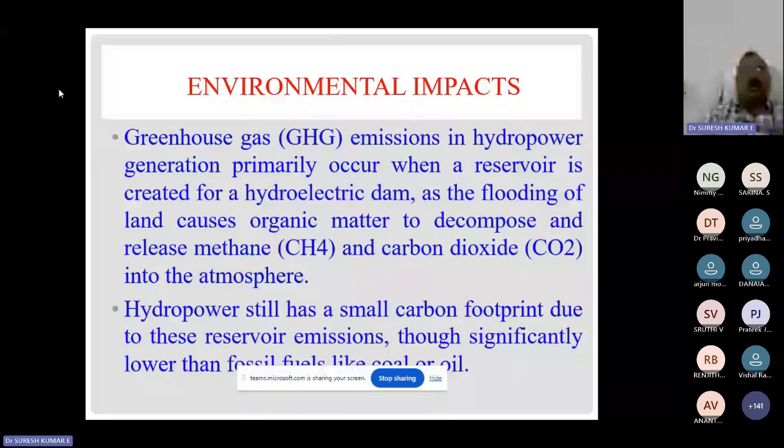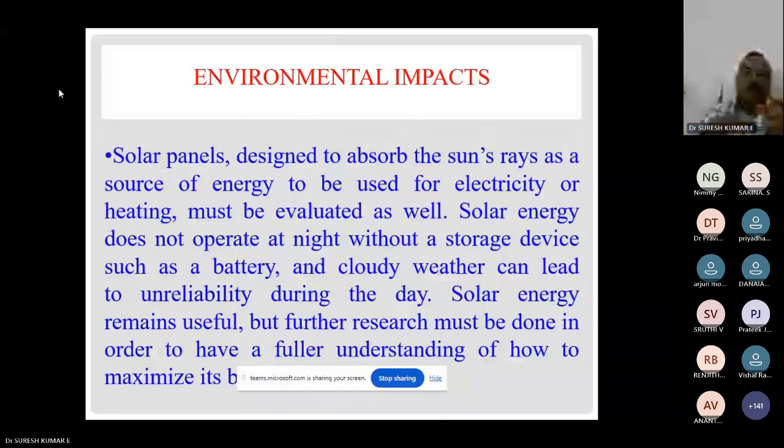Now we'll address a little bit about solar panels. Parallelly, I will go with the solar panel as well as wind turbines. Solar panels are designed to absorb the sun's rays. Solar energy is not produced at night. That's one of the issues. Solar energy does not operate at night without a storage device, nor during cloudy weather conditions. It may lead to unreliability of the system.